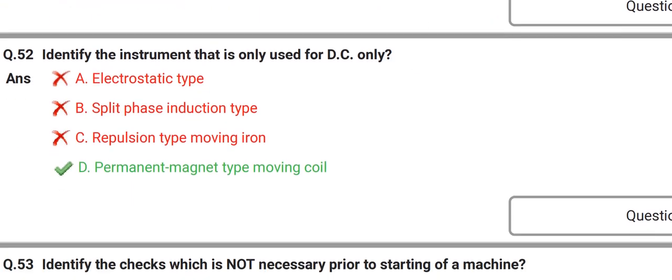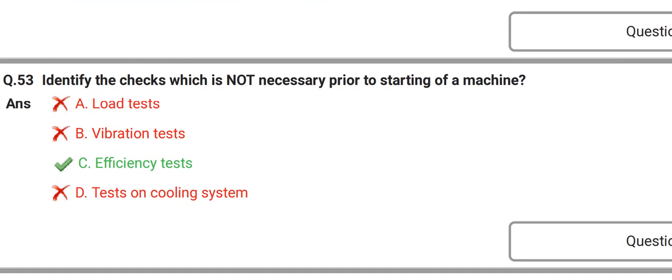Identify the instrument which is used only for DC. So we know that the PMMC instrument is only used for DC. Identify the check which is not necessary prior to the starting of the machine. So load test, vibration test, test on cooling system, and efficiency test. Efficiency test can be done after the machine is working. Okay, because at the starting of the machine we can't find the efficiency, because we have to find the output first, then we are able to find the efficiency. So efficiency test is not necessary prior to the starting of the machine.